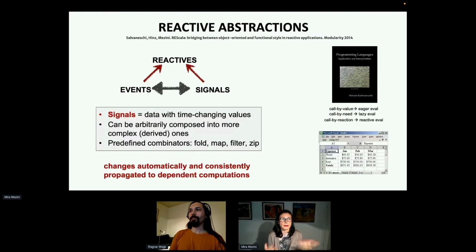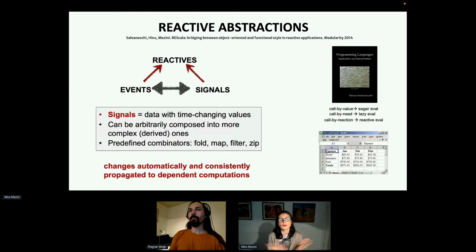This double arrowed line here basically indicates that they can be converted to each other. They are composable. I'm assuming all of us know what events are, so I'm just explaining a little bit more what signals are. Basically, they are data with time-changing values. Their value changes continuously whenever anything changes on which this data depends, the definition of the computation depends on. Signals can be arbitrarily composed into more complex ones. We also call them derived signals.